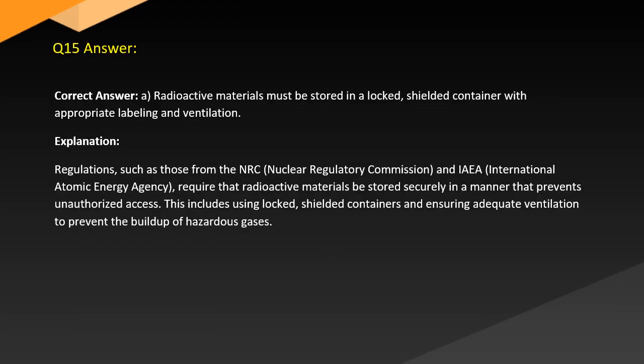Answer. Correct answer, A. Radioactive materials must be stored in a locked, shielded container with appropriate labeling and ventilation. Explanation. Regulations, such as those from the NRC, Nuclear Regulatory Commission, and IAEA, International Atomic Energy Agency, require that radioactive materials be stored securely in a manner that prevents unauthorized access. This includes using locked, shielded containers and ensuring adequate ventilation to prevent the buildup of hazardous gases.